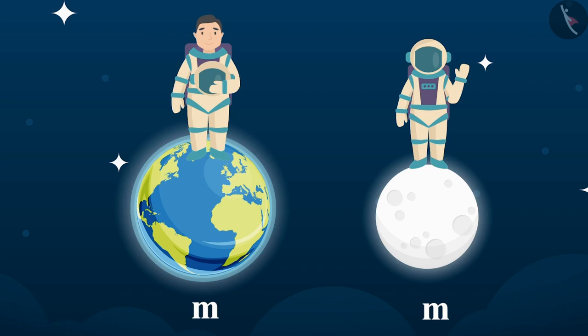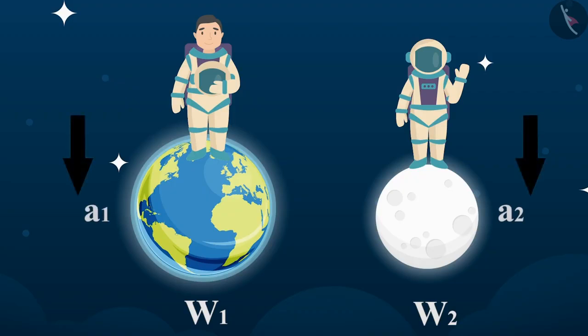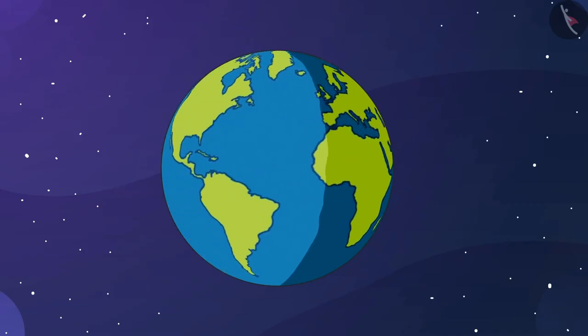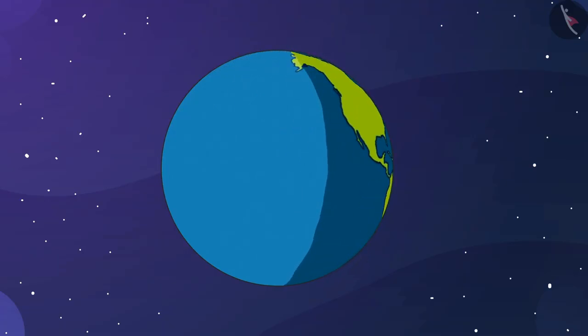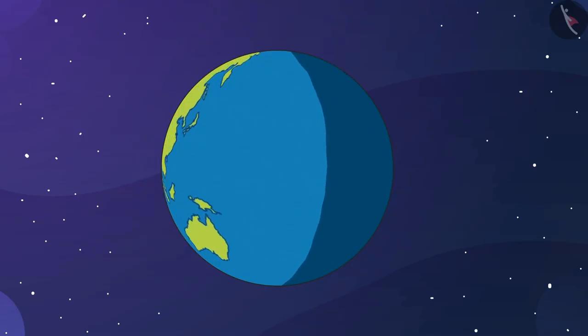Another important distinction is that the mass of an object remains the same everywhere, whereas the weight of an object varies with the position of the object, because acceleration due to gravity varies with position. Remember, we learned in the previous chapter that the value of acceleration due to gravity is more at the poles than at the equator.